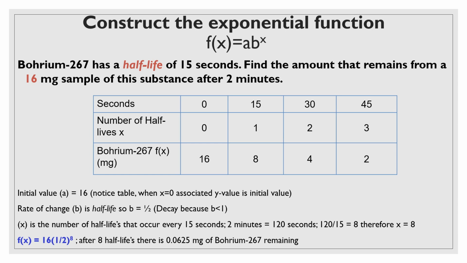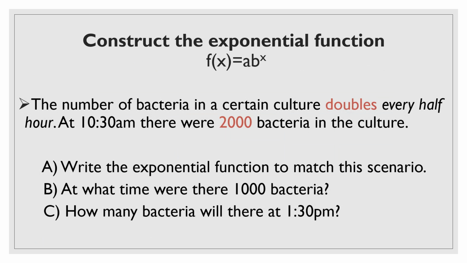That's the function. Now, another example. The number of bacteria in a certain culture doubles every half hour. At 10:30 a.m., there were 2,000 bacteria in the culture. Write the exponential function to match this scenario. At what time were there 1,000 bacteria, and how many bacteria will be there at 1:30 p.m.?